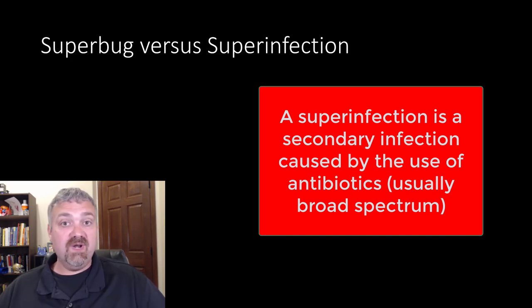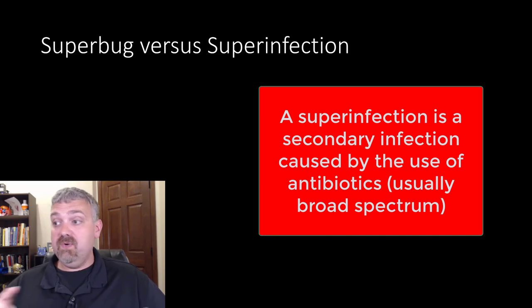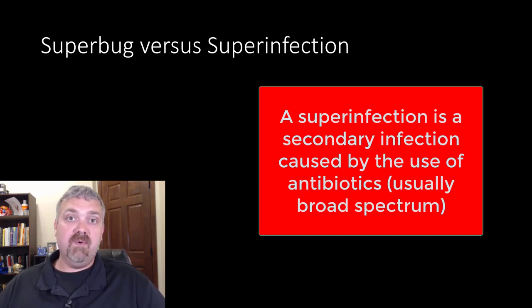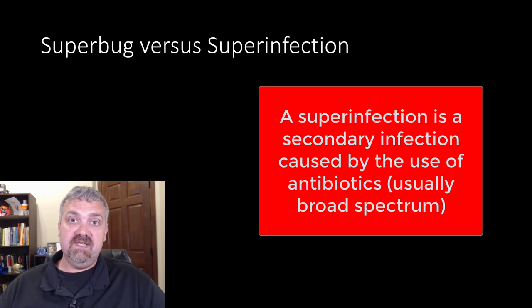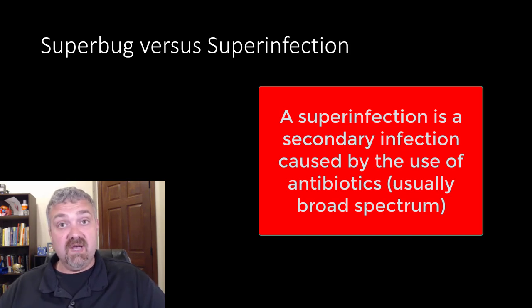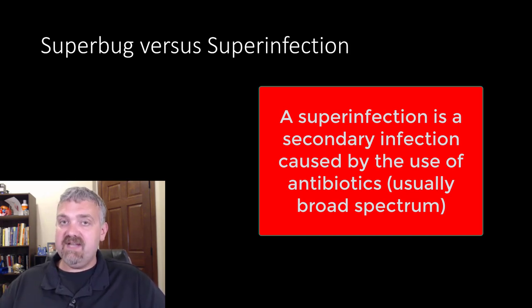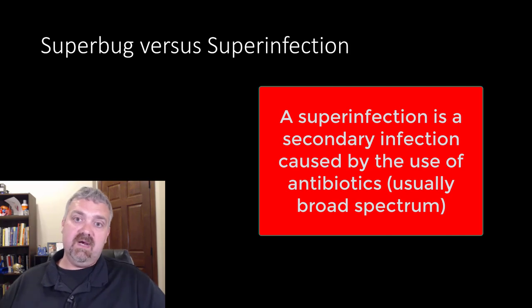It kills 23,000 Americans a year, somewhere in that ballpark. The reason it's so powerful is that it's a spore-forming bacteria. You obliterate all of its competition. It's been hiding in someone's gut, and now it's able to bloom and take over because you changed the environment with antibiotics. So a superinfection is a secondary infection that shows up not because of the first infection, but because of the treatment with antibiotics.